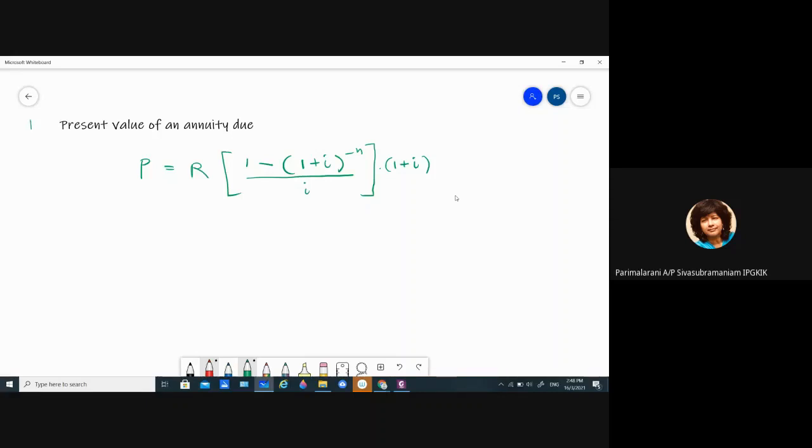P is the present value. For annuity due, we have two formulas. You can either use this formula or you can use the second formula, which is R plus R times the ordinary annuity formula for one fewer period. Both will give you exactly the same results. You can use either one of these two formulas.